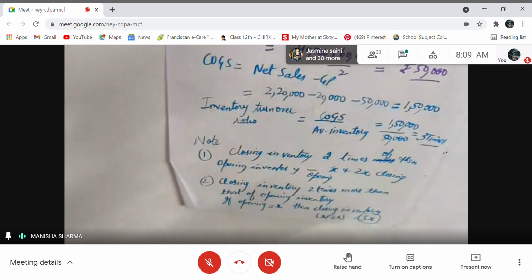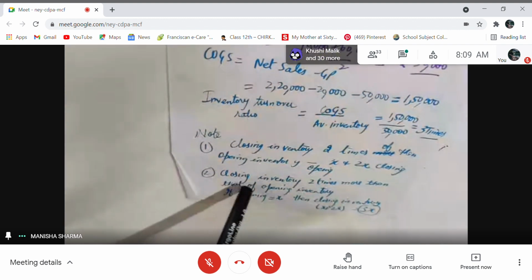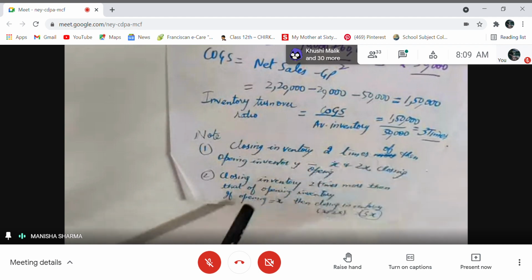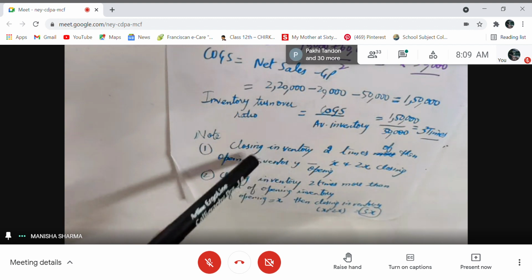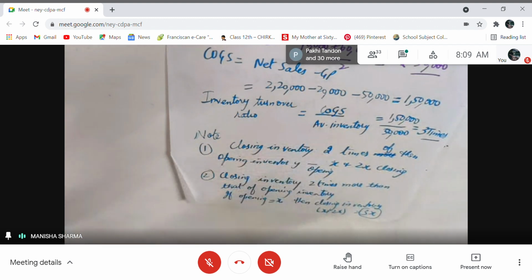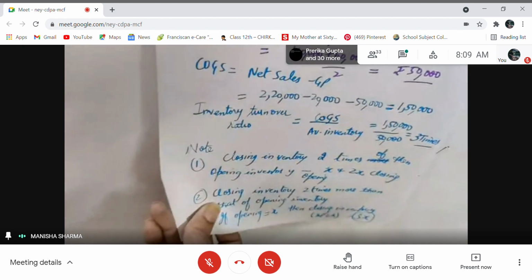Then let's take up the second case. Closing inventory is 2 times more than that of opening inventory. 2 times more, not 2 times like the previous case. So if opening inventory is X, 2 times more will be X plus 2x. These kinds of statements you've done in junior classes in maths, in the unitary method, and that will be utilized now while solving these sums. Let's take up the next sum.